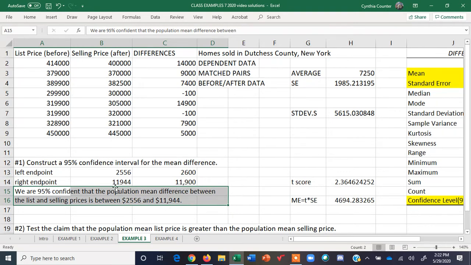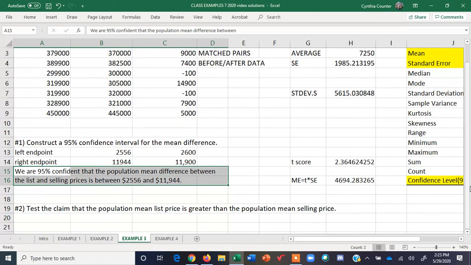Okay, so here the differences are positive, right? If the difference were 0, that would mean these were equal. If this interval contained 0, that means the before and after, or the list and selling prices, could be equal. However, there is no 0 contained in this interval. Everything is positive, so this supports that the difference is indeed positive, so that the list price is indeed greater than the selling price. Or I should say the population mean list price is greater than the population mean selling price for when this data was given in this location.